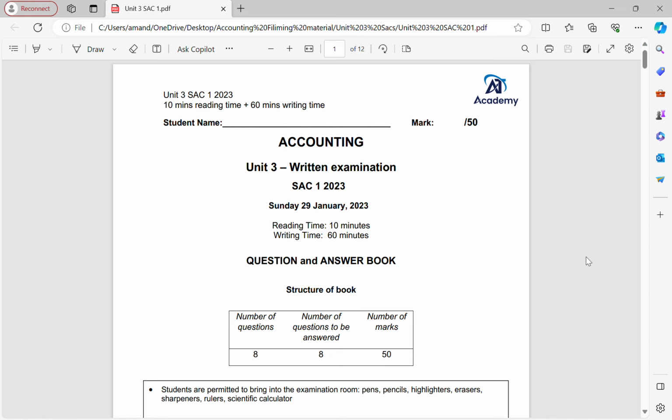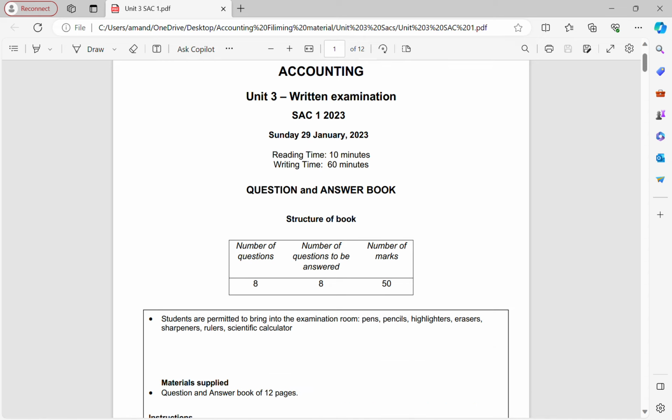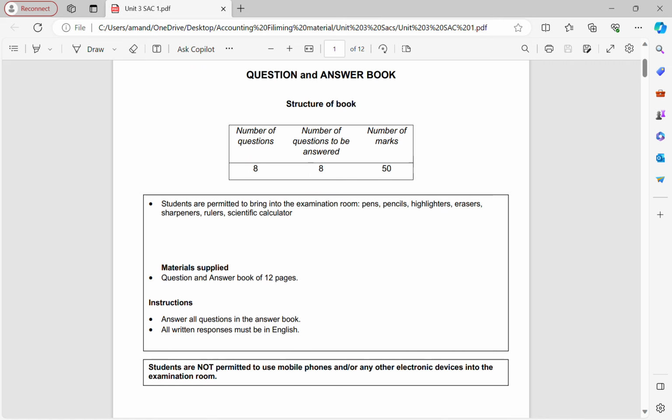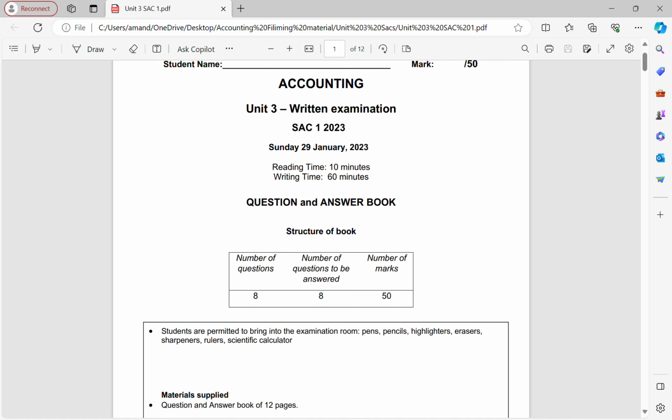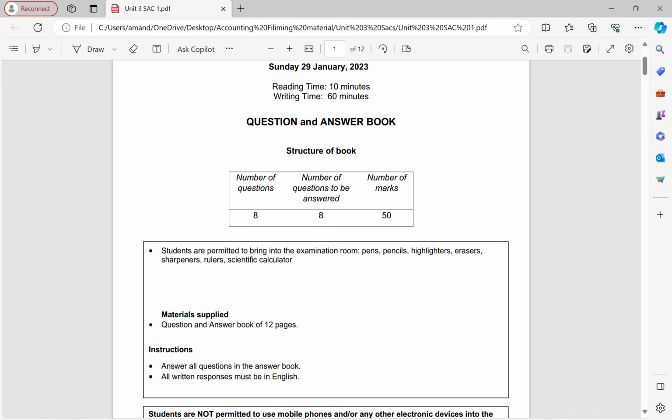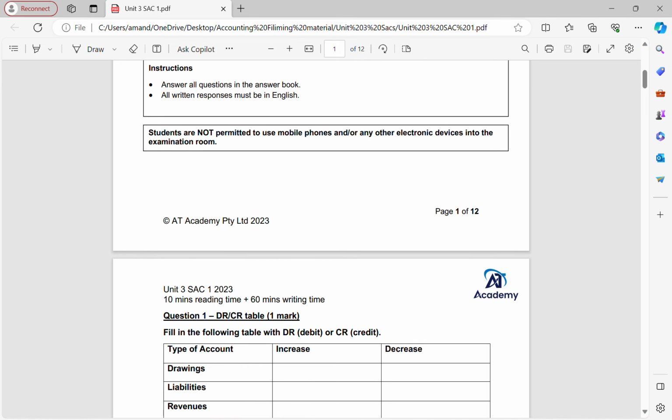Alright guys, I'm probably just going to give it a go now. This is the first SAC, and it is 50 marks, 8 questions. We have about 60 minutes writing and 10 minutes reading, so I'm not going to do the reading time obviously. So let's go.